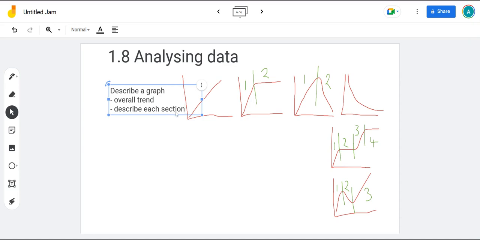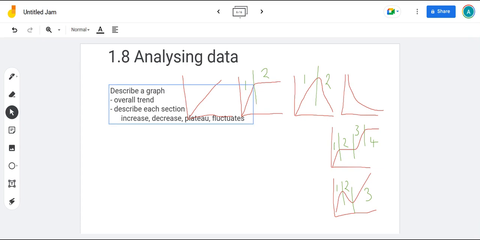So when we're describing each section of our graph, the kind of words that we're looking for, well, really what I was saying already. So we're going to talk about increase, decrease, plateau. So whenever you get a flat section on a graph, we call that a plateau. If it goes up and down, we could say it fluctuates. Okay, so using those words to describe each section of the graph.